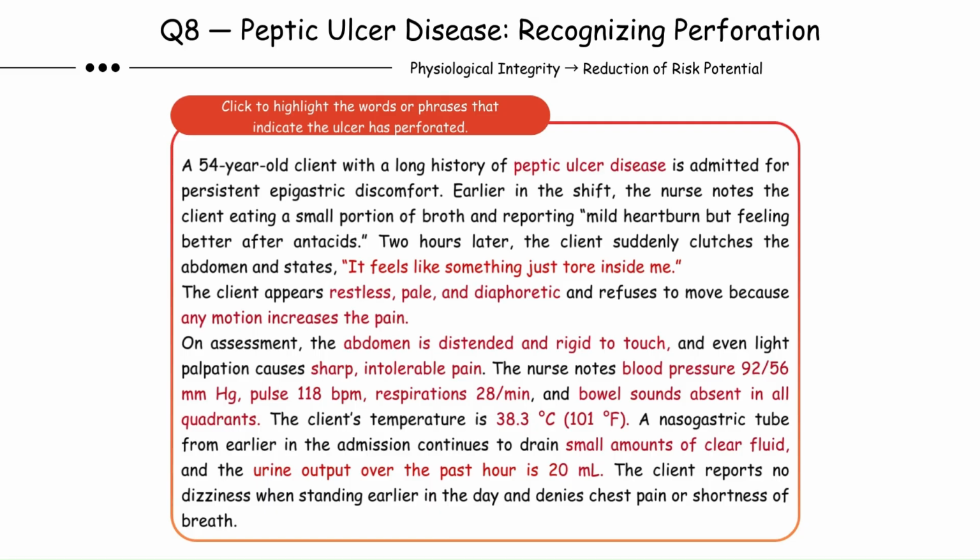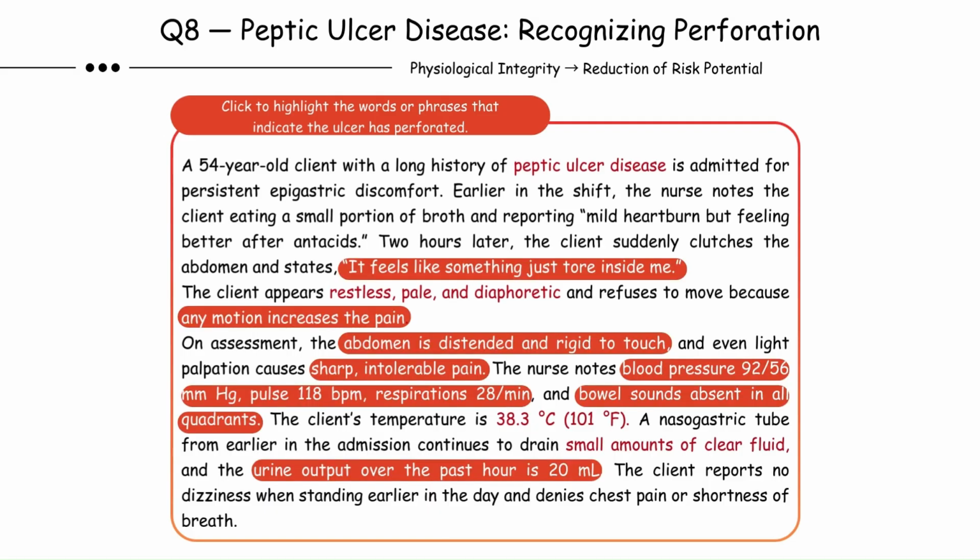The key phrases are, "It feels like something just tore inside me." "Abdomen is distended and rigid." "Any motion increases the pain." "Sharp, intolerable pain." Blood pressure 92/56, pulse 118. Bowel sounds absent in all quadrants. Urine output 20 milliliters. Let's look at the reasoning behind these selections.